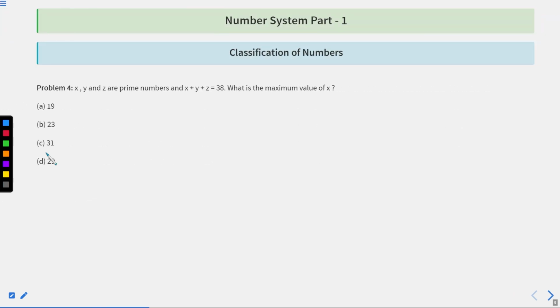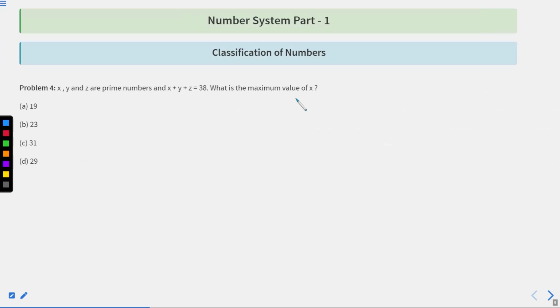Okay. Moving on to problem number 4. Here it says x, y, z are prime numbers and x plus y plus z is 38. The sum of these three prime numbers is equal to 38, and we are asked what is the maximum value of x. Again, like the previous problem, the sum of these three prime numbers is an even number.